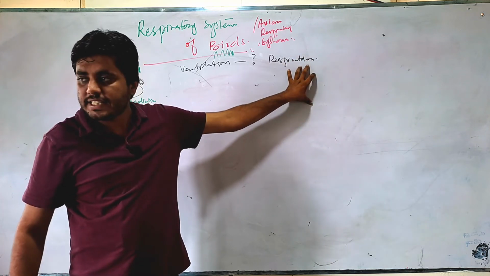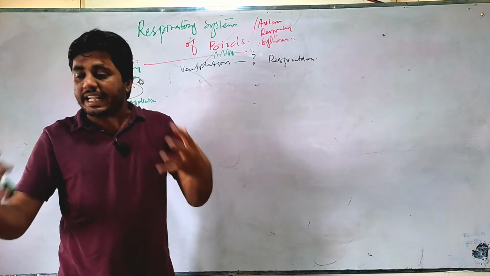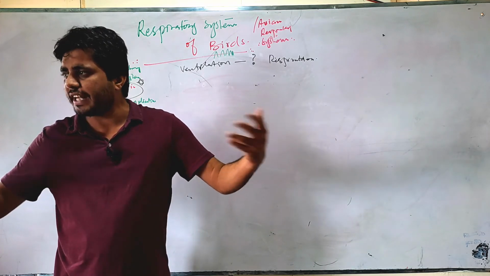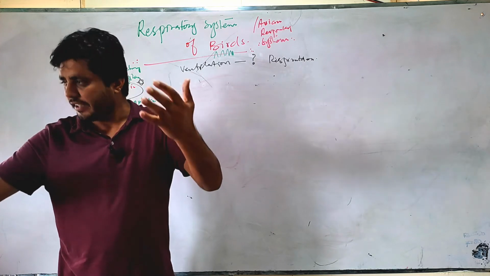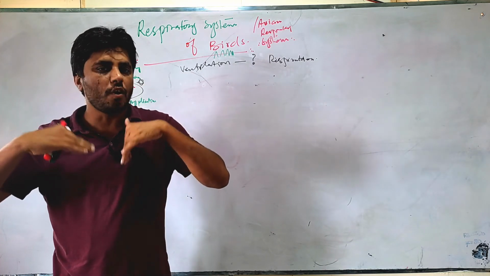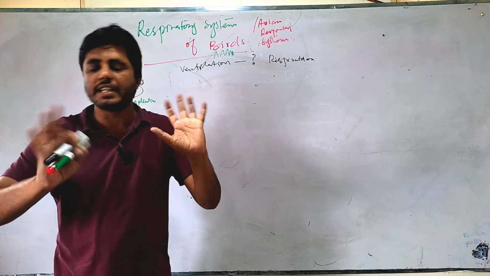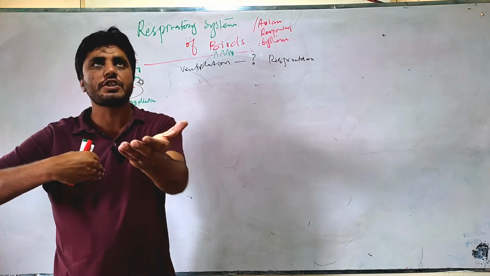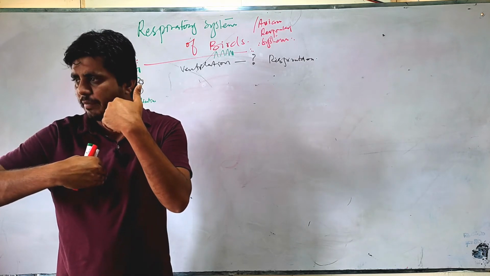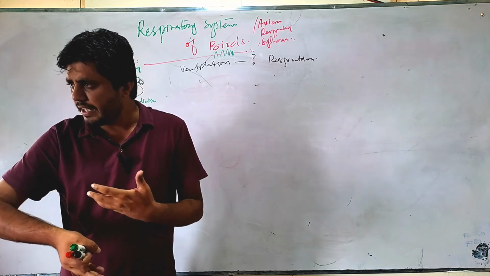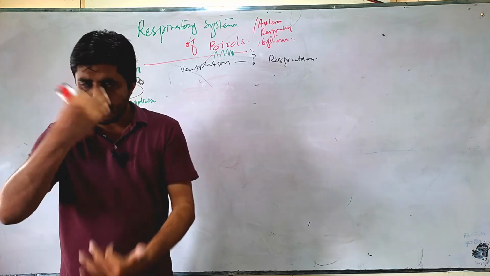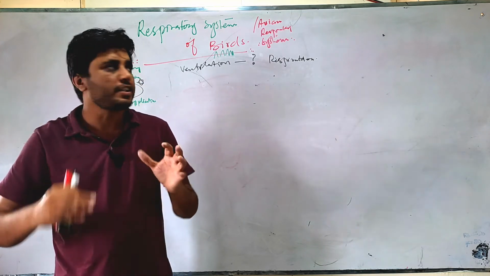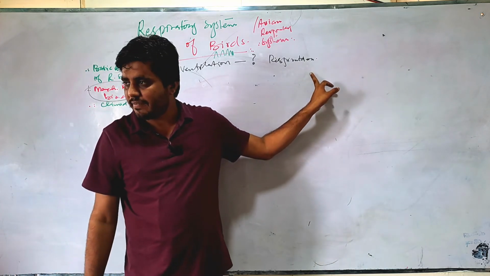Respiration is actually taking air from the external environment. Any living multicellular organism takes air from the external environment into the lungs, where there is gas exchange. We take oxygen from that air and give back carbon dioxide at the same time. So this whole cycle of taking in air and gas exchange is known as respiration.